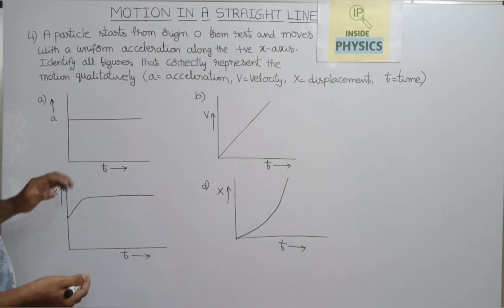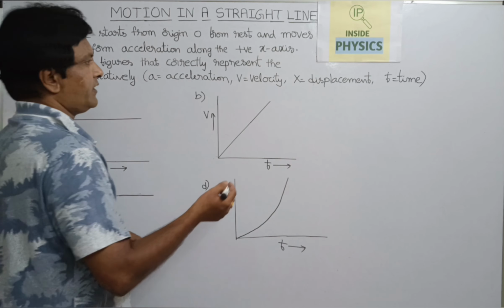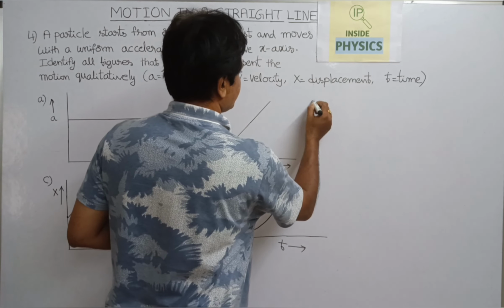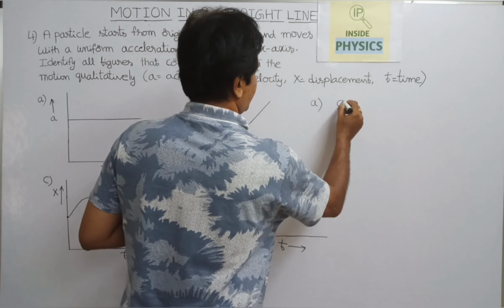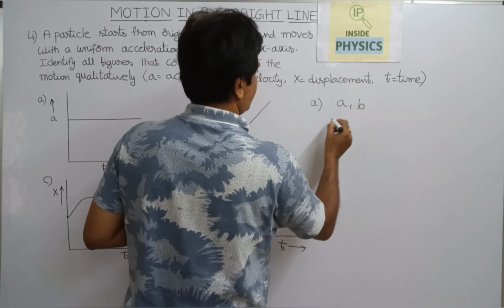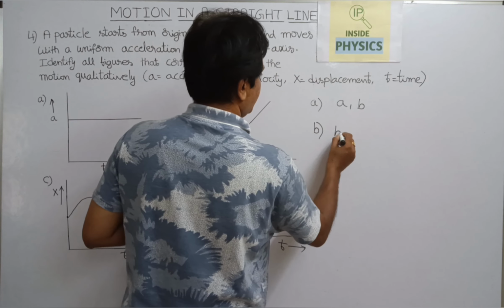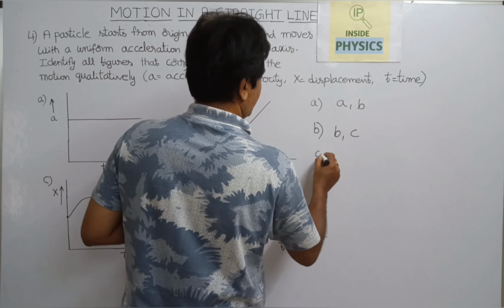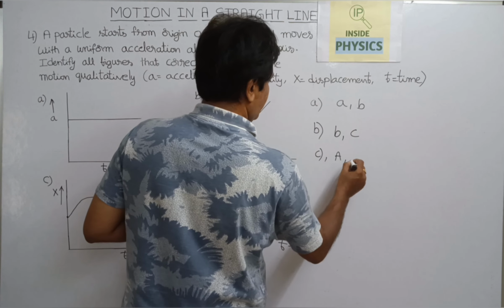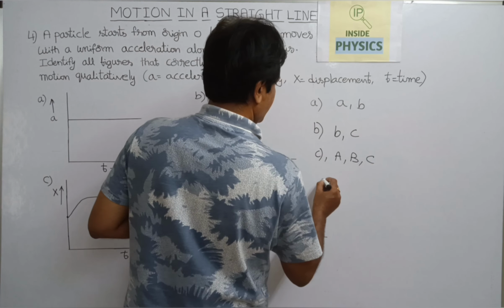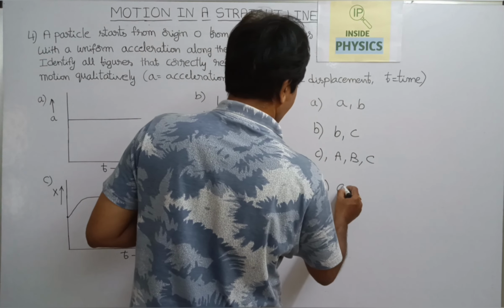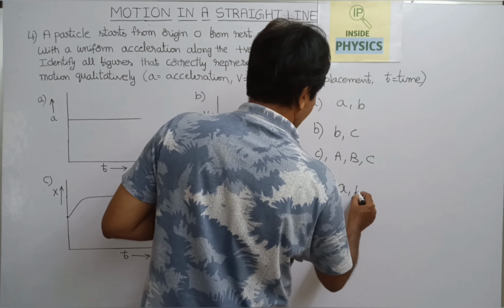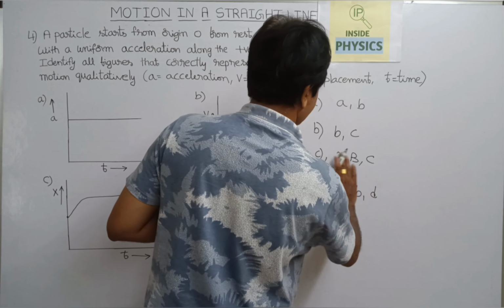See here the options are given as the answers. Option A is A, B, and option B is B, C. Option C is A, B, C, and option D is A, B, D.